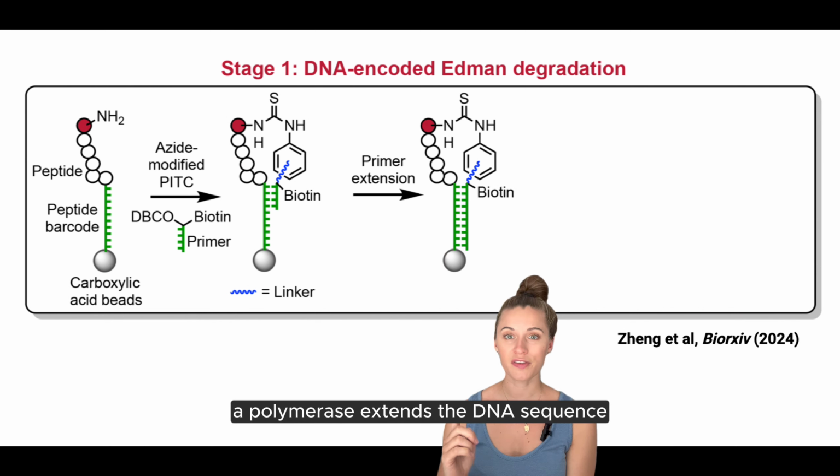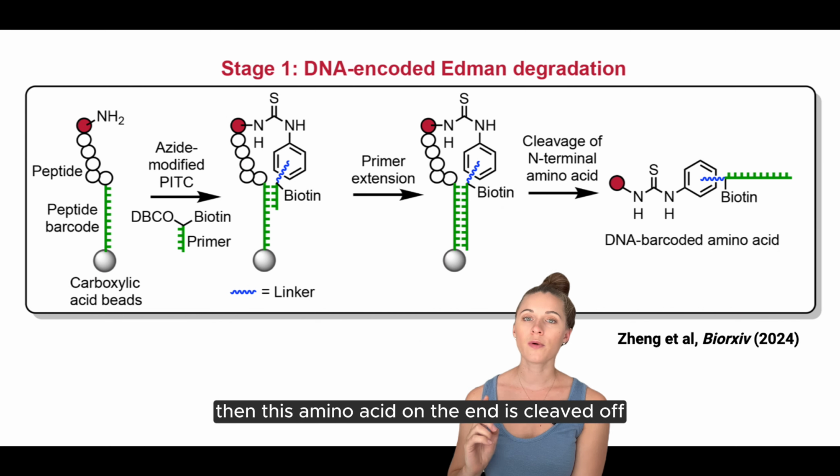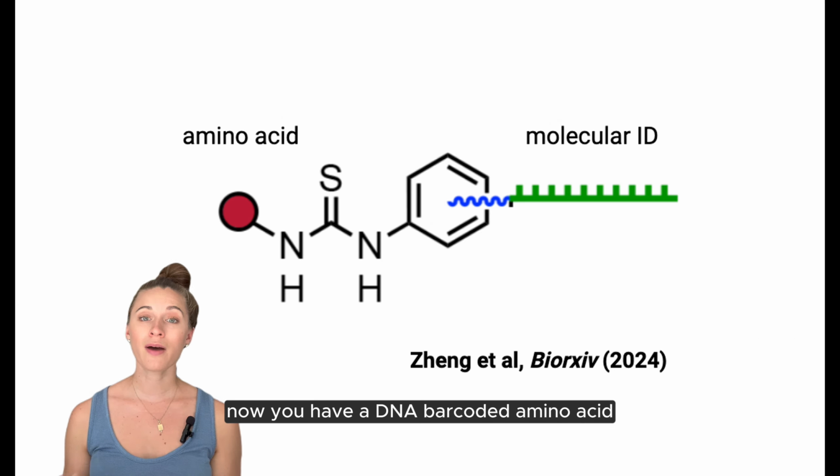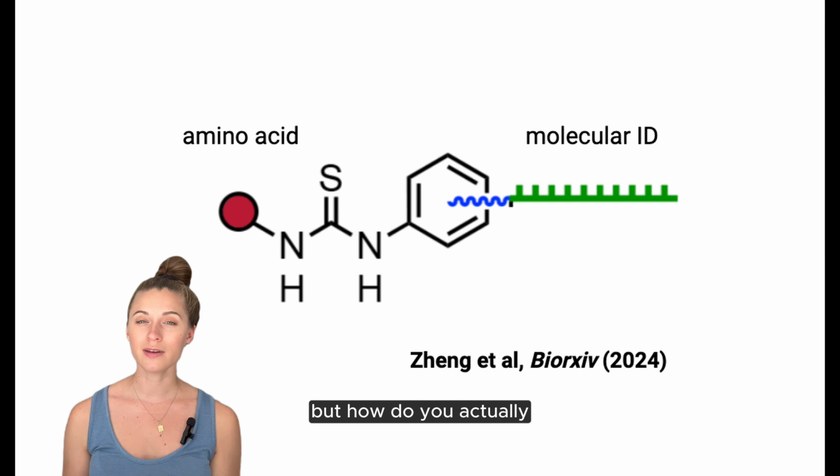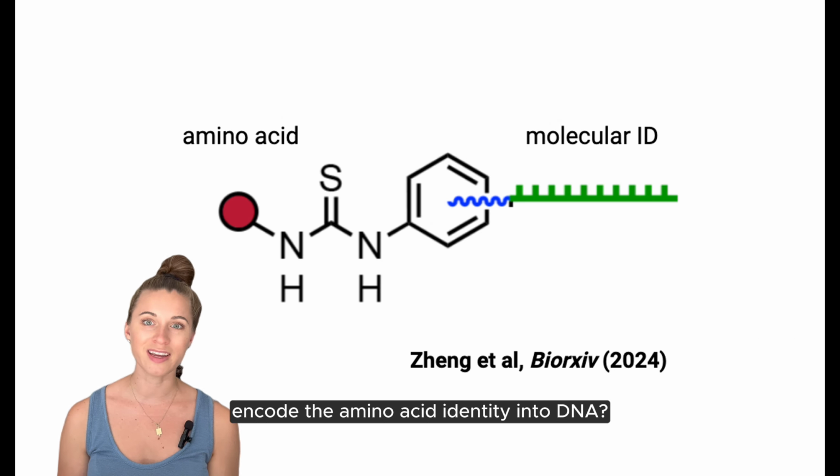A polymerase extends the DNA sequence, thus adding molecular identifier information. Then this amino acid on the end is cleaved off. Now you have a DNA barcoded amino acid. But how do you actually encode the amino acid identity into DNA?